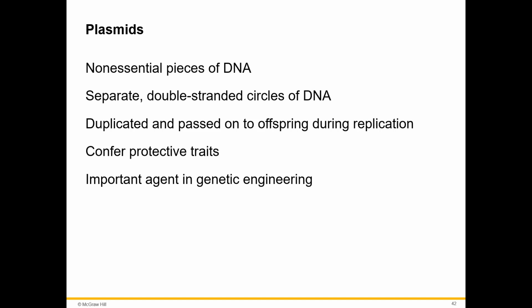Plasmids are non-essential pieces of DNA. They're separate double-stranded circles of DNA. They're duplicated and passed on to offspring during replication, and they usually have extra genes that have some type of protective trait or some ability to digest a certain nutrient. They're an important agent in genetic engineering, and we'll talk much more about plasmids once we get to genetics.